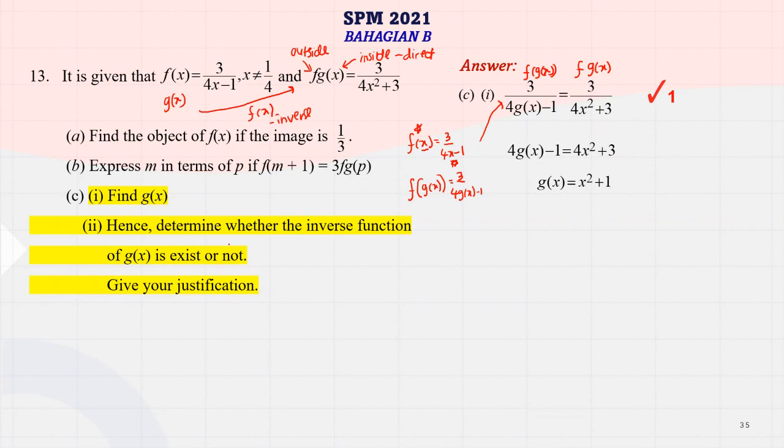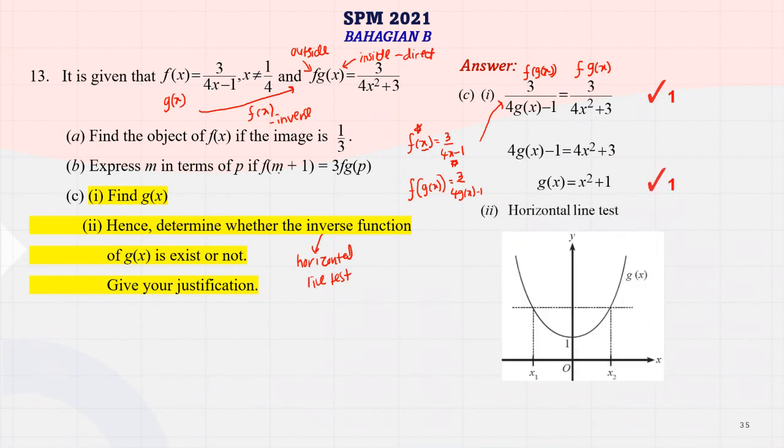Kemudian dia kata hence determine whether the inverse function GX exists or not. Kalau kita nak tentukan the function tu ada inverse ke tak, kita akan menggunakan horizontal line test. Kalau dia intersect dekat 2 points, dia tak akan ada inverse. Tapi kalau dia intersect dekat 1 point, 1 object, 1 image, dia akan ada inverse. So kita sketch the graph. This is graph quadratic, right? X square, macam ni, GX equals to X square plus 1. This is y-intercept dia. So horizontal line macam ni, yang ni vertical.